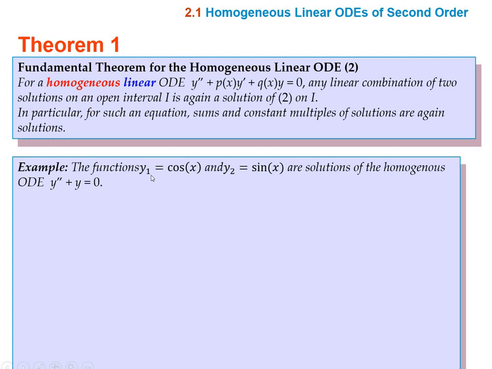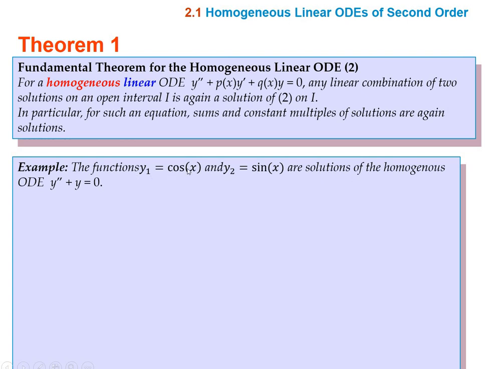Now, I know that the first solution for this equation is y1, it's cosine x. And the second solution, I'm going to call it y2, it's sine x. I'm going to show you later on how we find those two, but for now, assume that I gave you those two. Now, I want you to verify that this one is a solution.